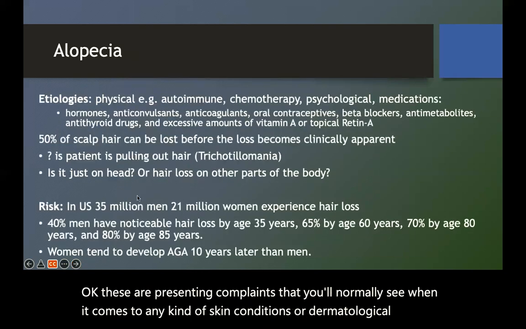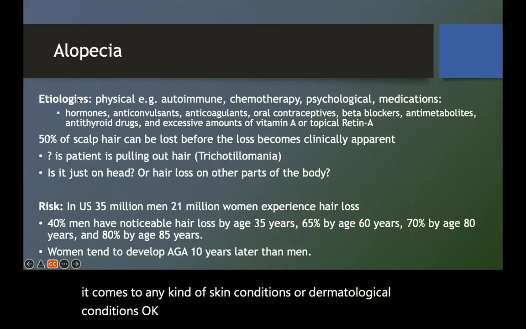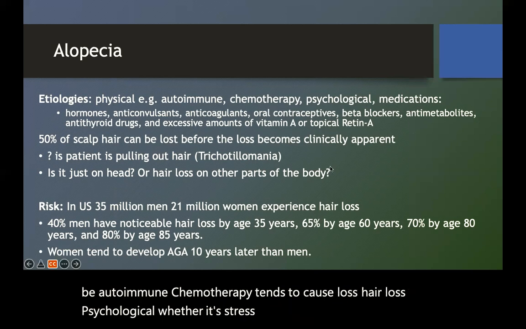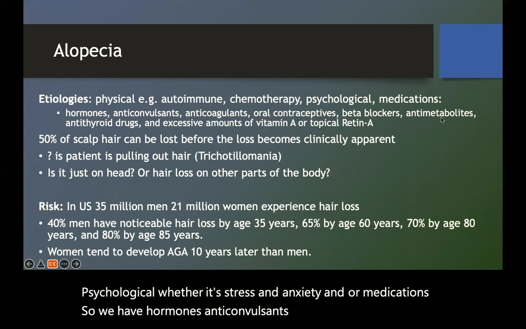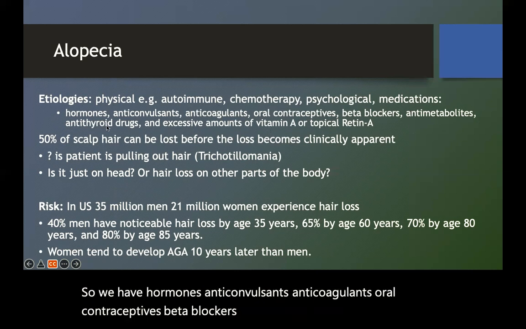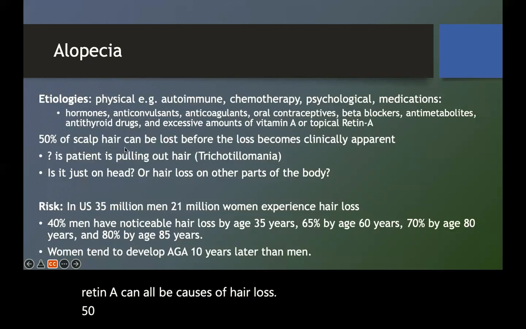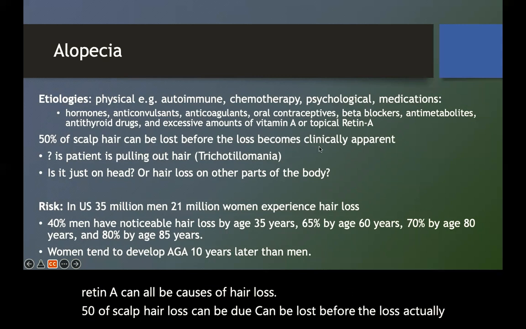Okay, alopecia. Causes of alopecia or balding examples would be autoimmune, chemotherapy tends to cause hair loss, psychological, whether it's stress and anxiety, and or medications. So we have hormones, anticonvulsants, anticoagulants, oral contraceptives, beta blockers, antimetabolites, antithyroid drugs, and excessive amounts of vitamin A or topical Retin-A can all be causes of hair loss. 50% of scalp hair loss can be lost before the loss actually becomes clinically apparent.